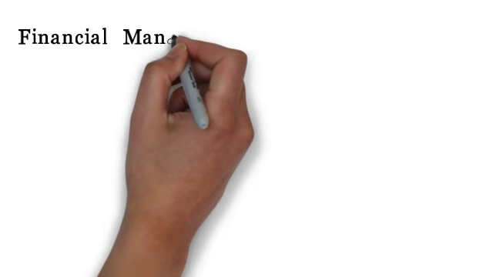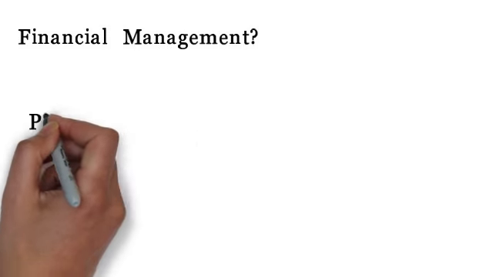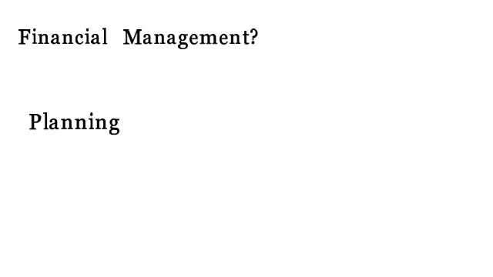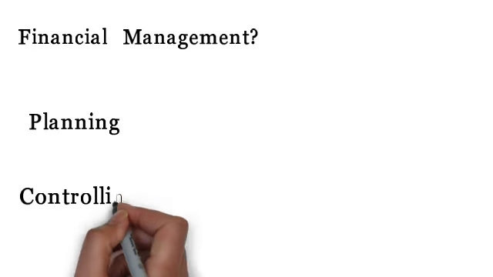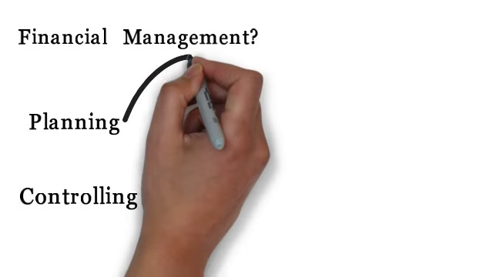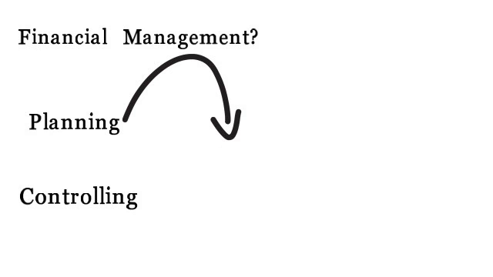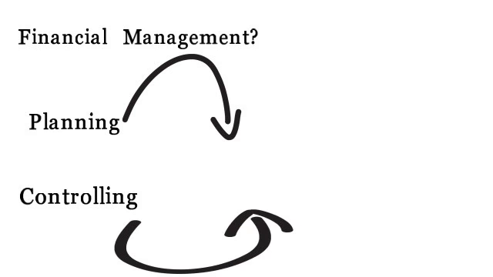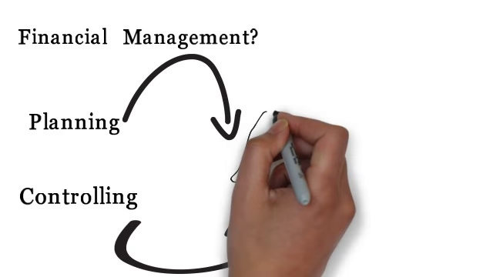Now, what is financial management? Financial management consists of planning and controlling firms' resources. These resources are in terms of capital or cash. So financial management is about planning and controlling the capital of a firm.